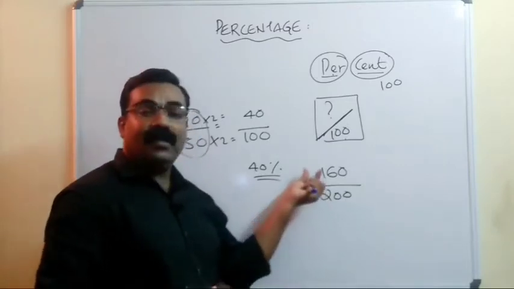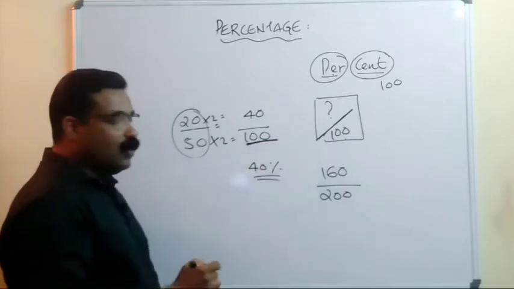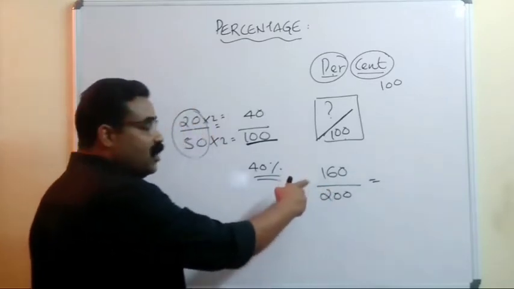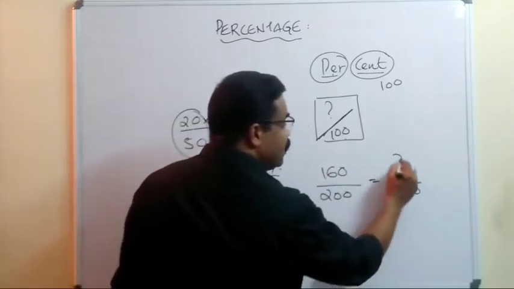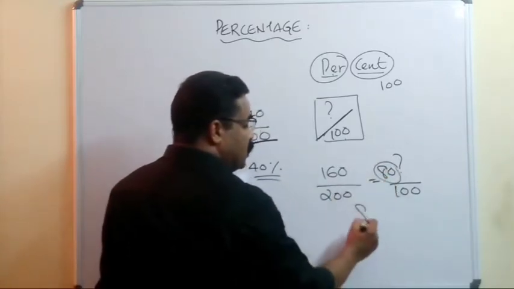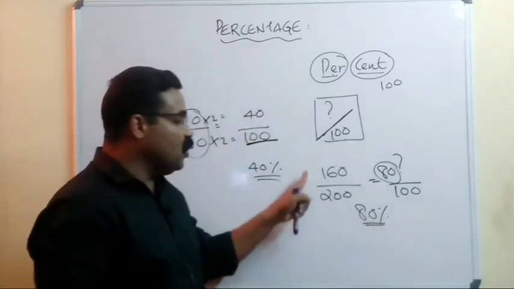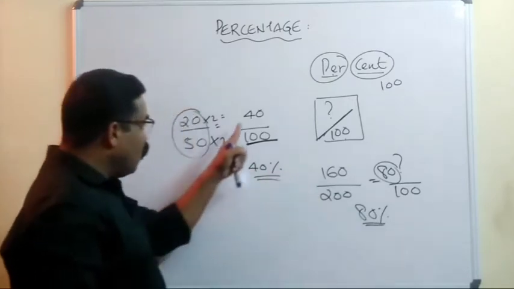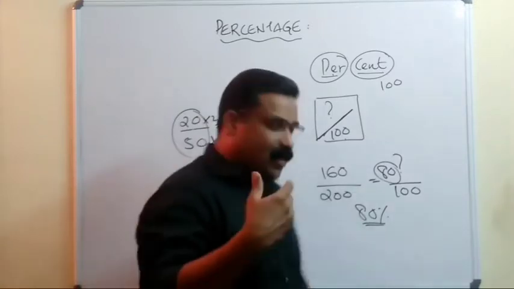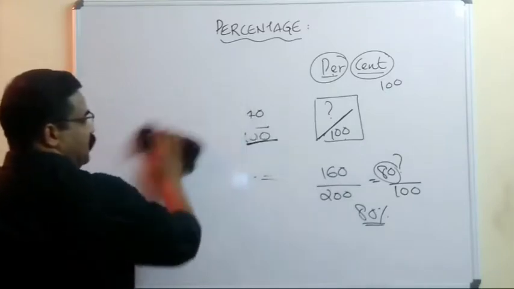Out of 200 he is getting 160, but to convert it to percentage, we want this to be equal to 100. So out of 100 definitely his score will be 80. So the percentage will be 80%. So 80% of 200 will be equal to 160, and 40% of 50 will be equal to 20. This is the basic concept everybody can understand. We are going to solve problems based on this concept.